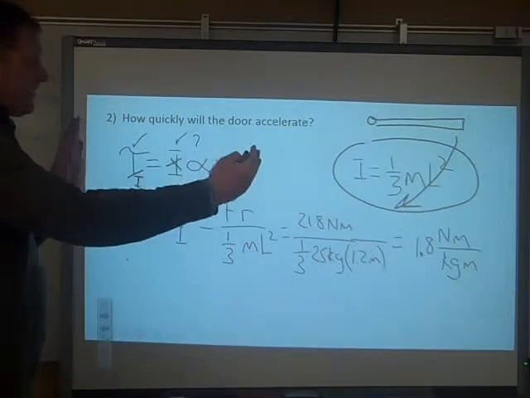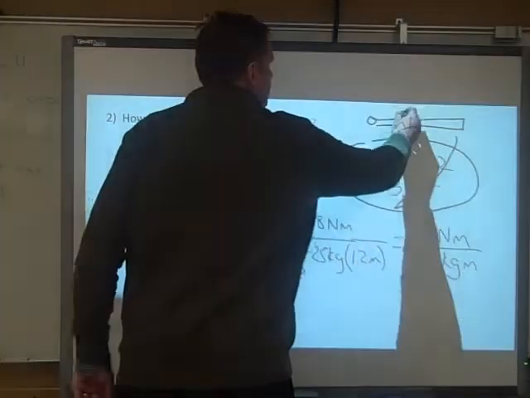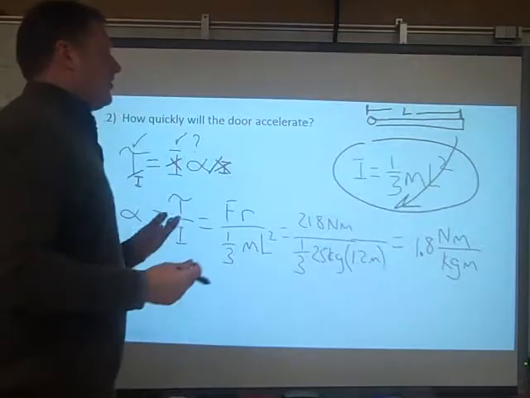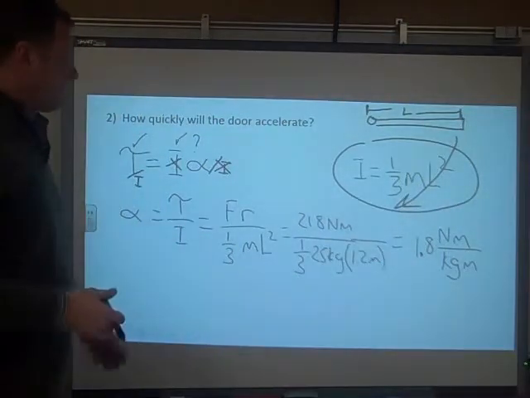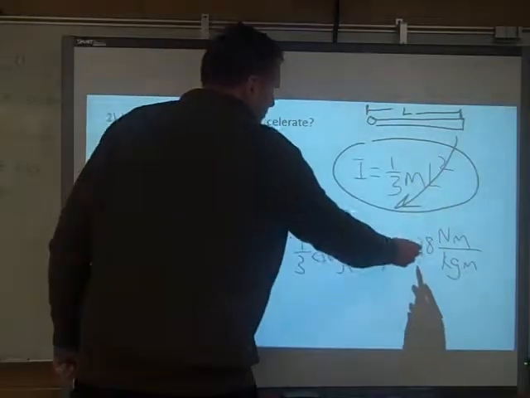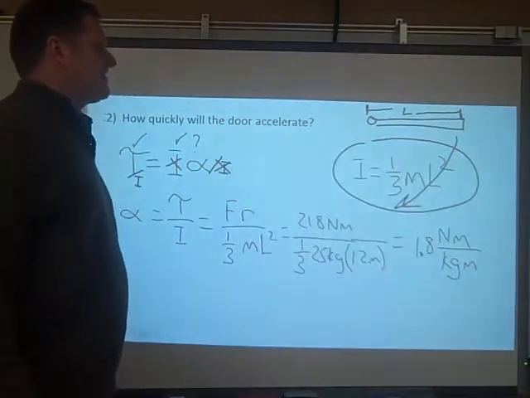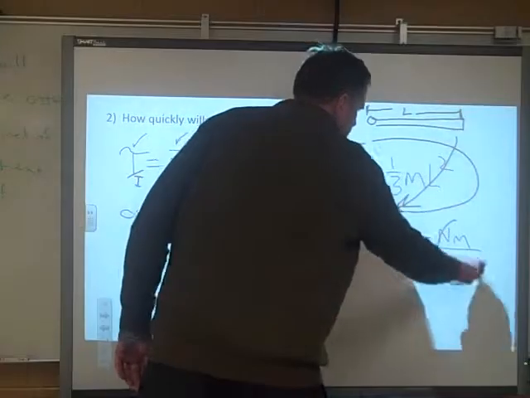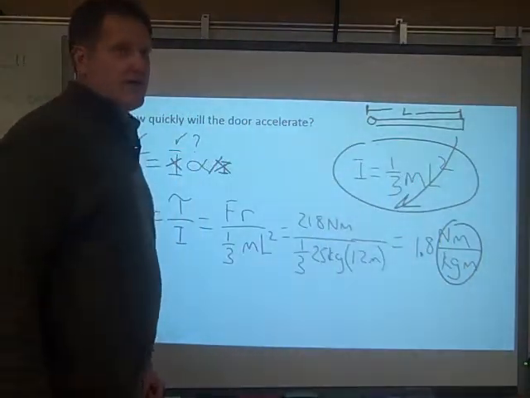the door this way. This time they're calling this length L, which is still basically the radius of the swinging door. We end up with 1.8 newton meters over kilograms meters squared. Now this is a mess. So I'm going to let you figure that out on your own.